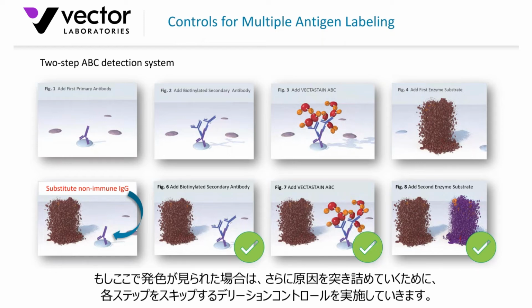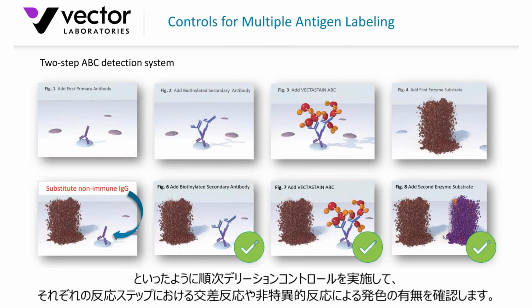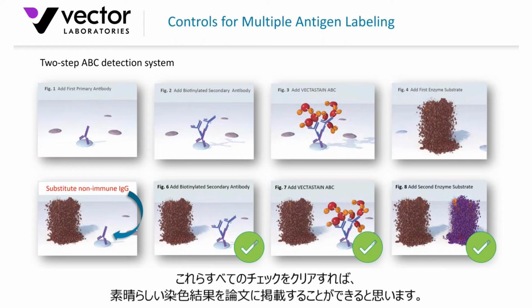Again, if you do see staining in this scenario, you're going to have to run further defined deletion controls, eliminating this particular step, eliminating that step, just applying substrate alone, and then work forward, applying the ABC enzyme reagent, and then the chromogen, then the secondary ABC and enzyme as well. So this will help give you confidence that if you are seeing novel observations, and all of these check out, then that gives you something to report on, and hopefully great results and a paper coming out.